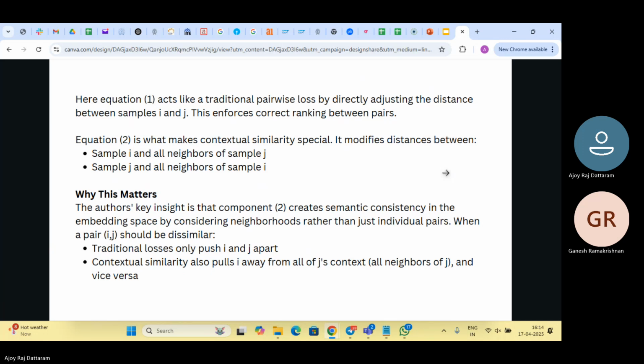Why this matters in the paper is that they create a semantic consistency in the embedding space, by considering the neighbors and not just the individual pairs. And of course, the traditional loss just pushes I and J apart, but here they are pushing I and all the samples of J apart together.